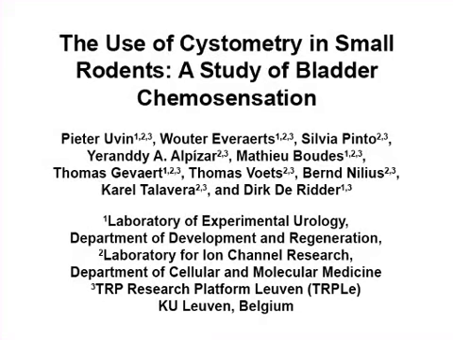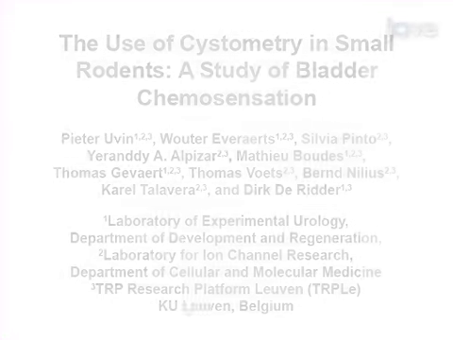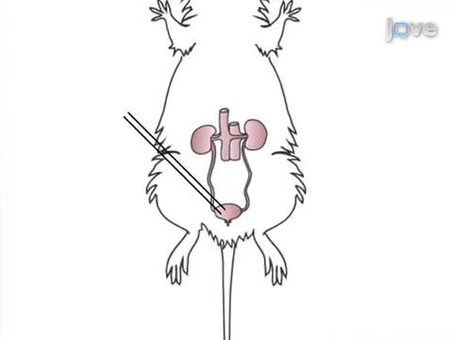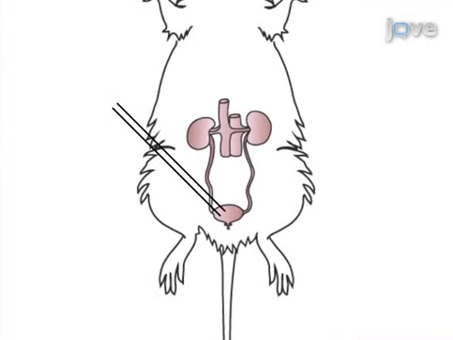The aim of this procedure is to determine the influence of chemical compounds on the storage and the voiding functions of the bladder. This is accomplished by first implanting a catheter in the bladder. After a brief recovery period, a control solution is infused via the catheter for 30 minutes, as intravesical pressure and voided volume are recorded. Over another 30 minutes, the animal is infused with a compound of interest.